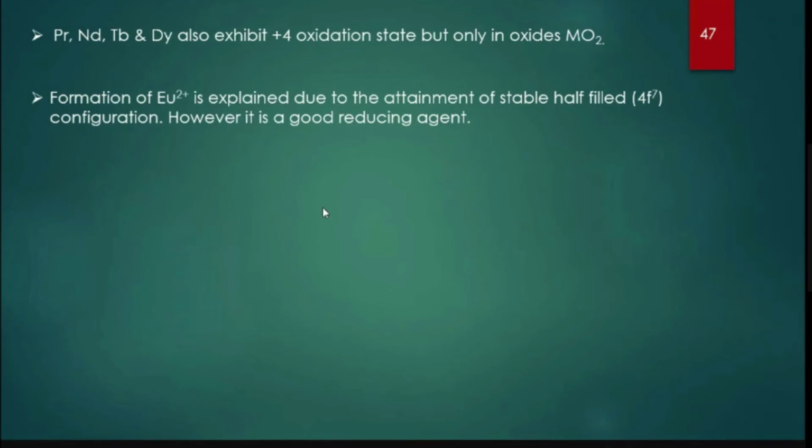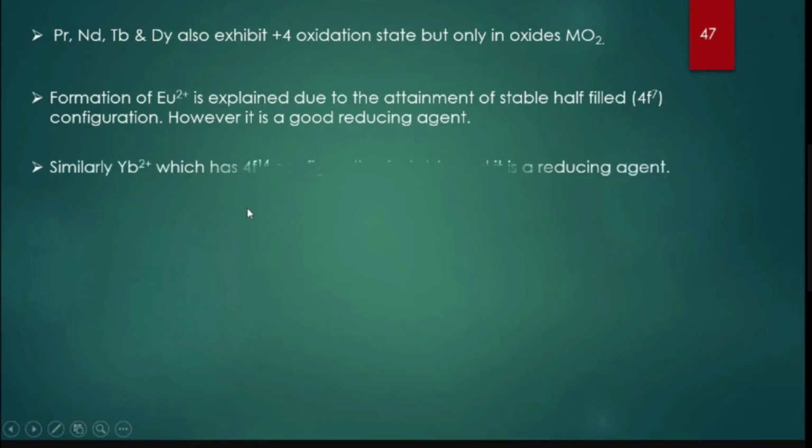Formation of europium 2+ is explained by the attainment of a stable half-filled electronic configuration, and it is a very good reducing agent. Already I have explained this. Europium attains stability by losing 2 of its outermost electrons to acquire +2 oxidation state. Thereby it has a stable half-filled 4f electronic configuration, and it is known to be a very good reducing agent.